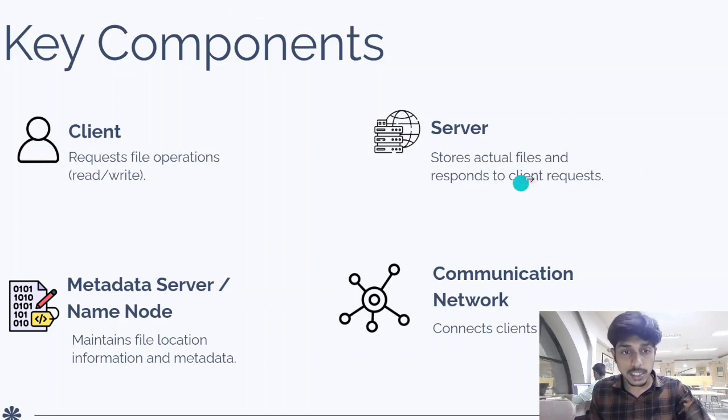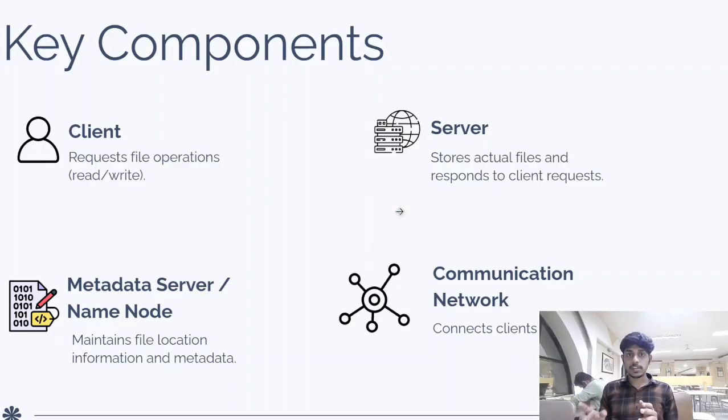Then there comes the server. If the client is the one asking, the server is the one that has the stuff. The slide says it stores the actual files and responds to client requests. So the client will request some resources and the server will provide them. That's how it works. Then there's the third component, which is the metadata server and name node.